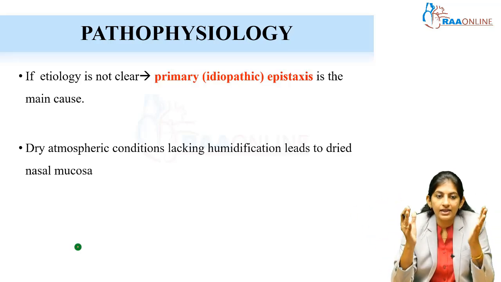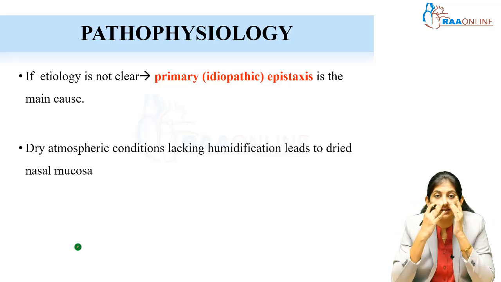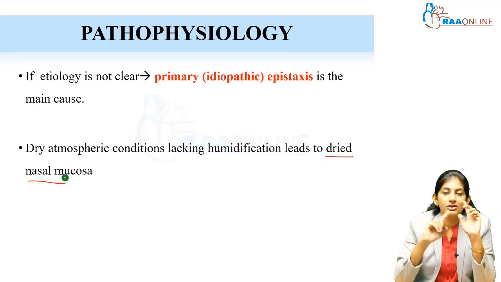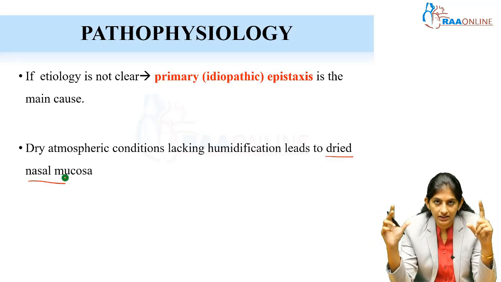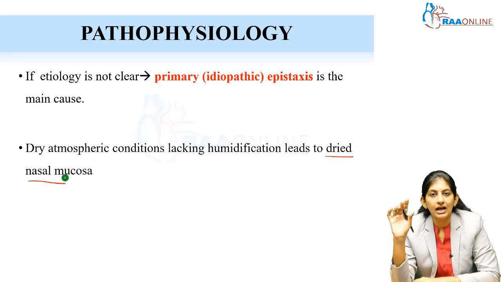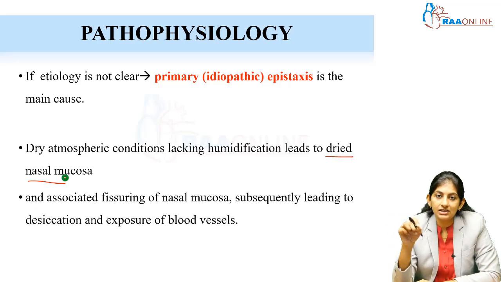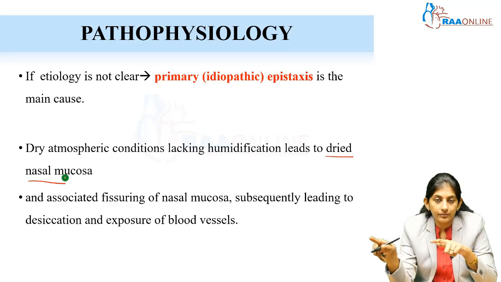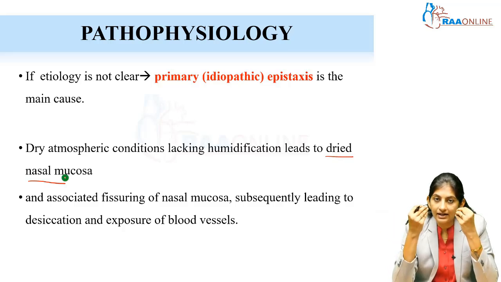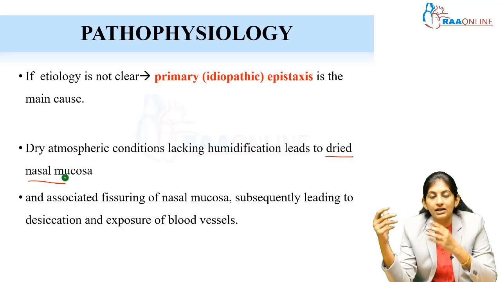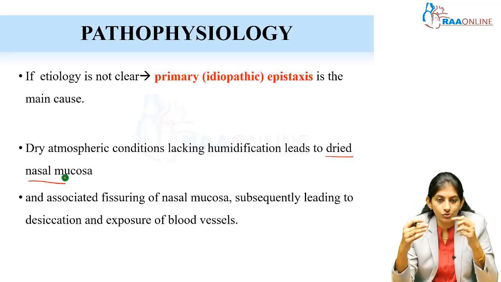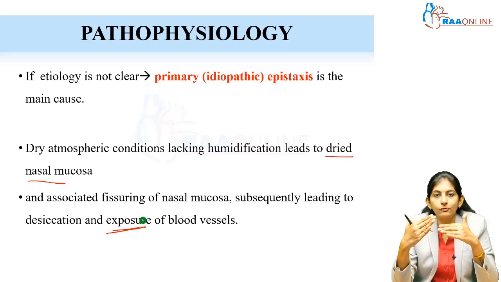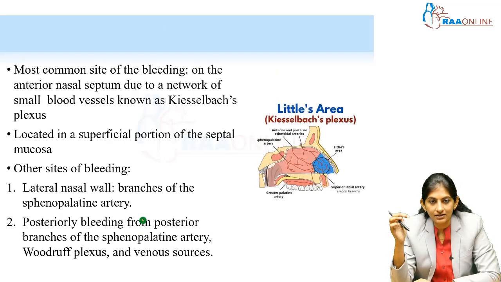When it is very dry, that is going to affect nasal humidification, which leads to dried nasal mucosa. So it is the dry atmospheric conditions lacking humidification which lead to dried nasal mucosa. This will lead to desiccation and the blood vessels in the nasal cavity get exposed. Once exposed, it is prone to bleeding. So most often this is the cause.